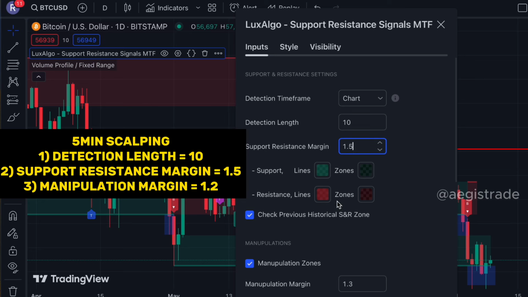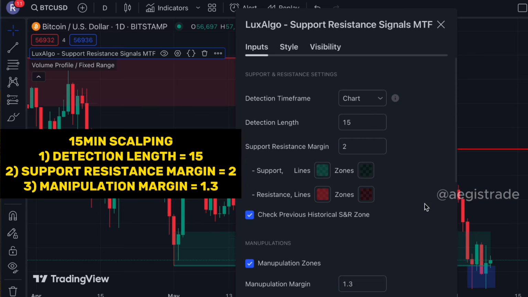Support and resistance margin to 1.5, manipulation margin to 1.2. For 15-minute scalping time frame, the detection length is 15, support and resistance margin is 2, and manipulation margin is 1.3.